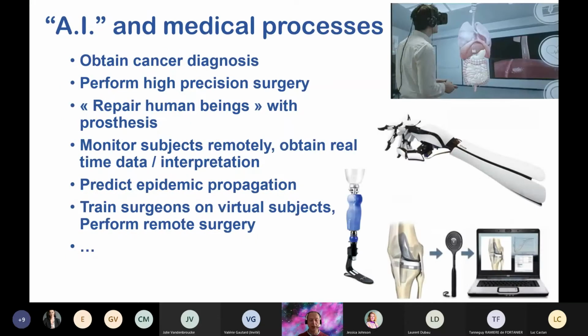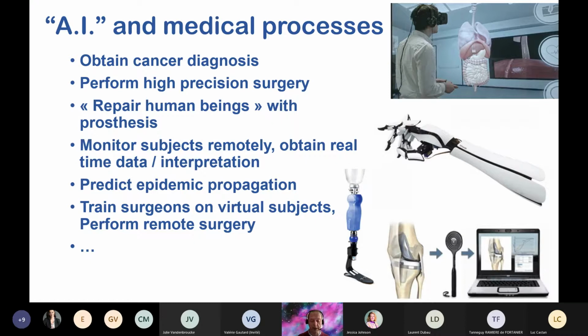Regarding medical processes, researchers have obtained extraordinary results in this field. For instance, we can obtain cancer diagnosis from machine learning. Around 30,000 photos were used to train a machine to detect an emerging cancer, better than the doctors themselves. Perform high-precision surgery: operating on an eye with a machine causes less damage than a surgeon. Repair human beings with prosthesis. One can use an artificial arm and hand connected directly to the brain.